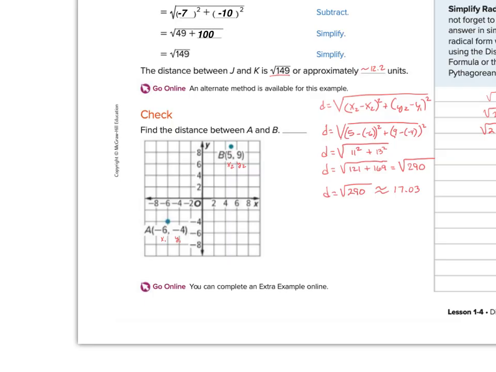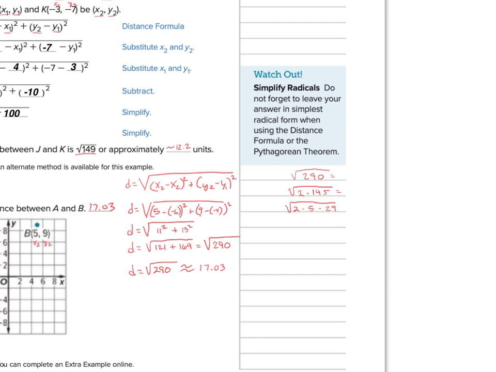That's the decimal. I will say that, okay, so if we say 17.03, if we look here, it does talk about simplifying radicals, practice that we learned in algebra, simple practice, but many students have forgotten it. Do not forget to leave your answer in the simplest radical form when using the distance formula or the Pythagorean theorem.